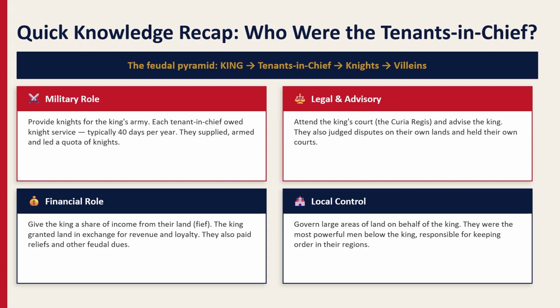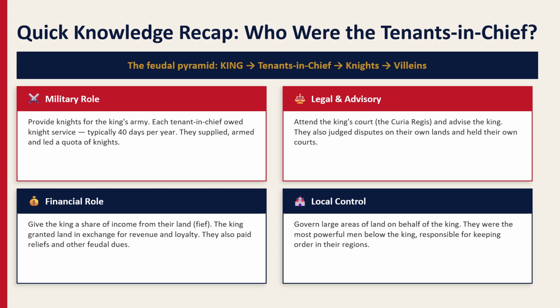So before we write any model answers, let's quickly recap the role of tenants-in-chief because without content, even perfect structure can't save you. In the Norman feudal system, tenants-in-chief sat just below the king. They controlled vast areas of land and were some of the most powerful individuals in England after William. Their responsibilities fell into four major categories. The first was military, providing the king with a quota of armed knights for up to 40 days a year, leading, equipping, and supplying them. Then you have financial, paying the king a proportion of their income from their fief, and offering feudal dues like relief when inheriting land.